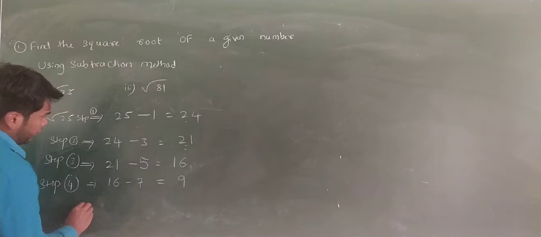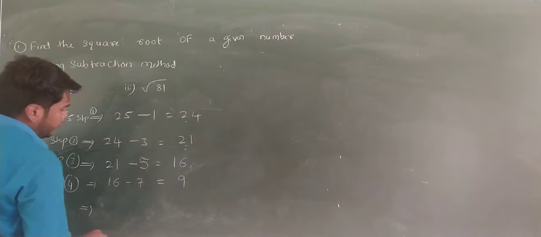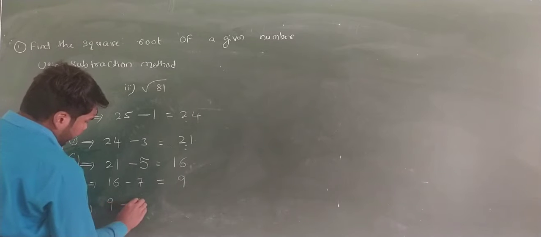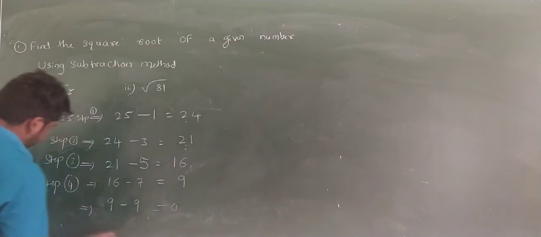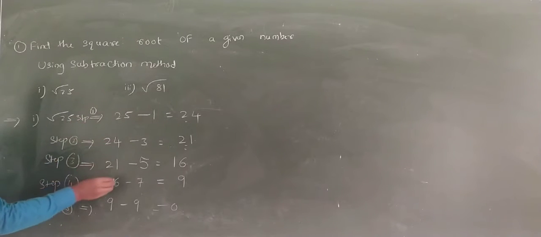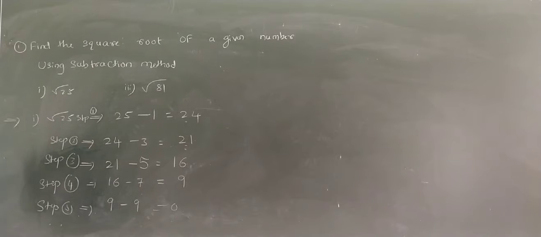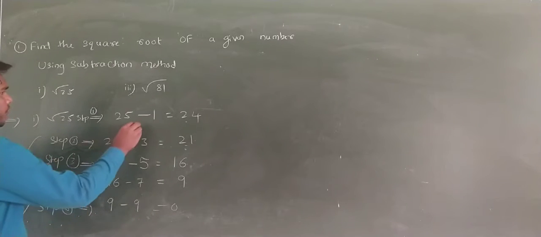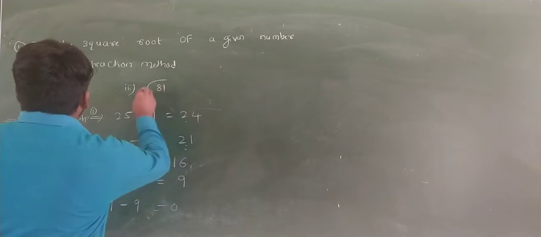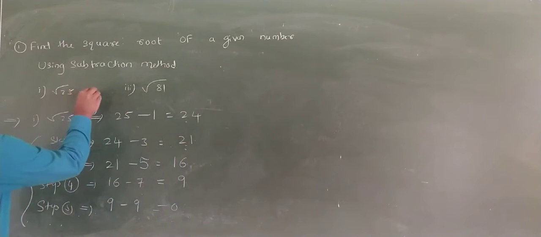Next, 9 minus 9 equals 0. This is step 5. Okay, see 1, 2, 3, 4, 5. So you have 5 steps for 25. So the required answer for root of 25 is 5.